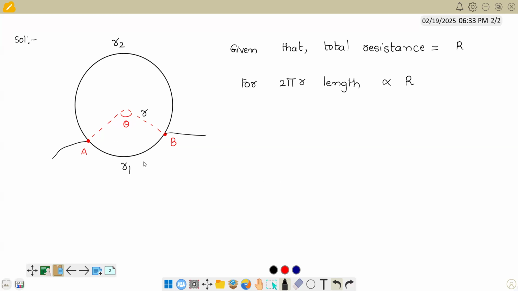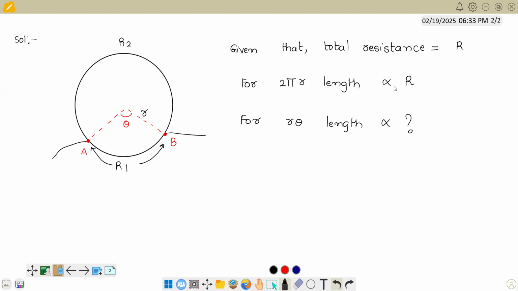Now, what is the length of this segment? If this is R, I will call this R1 and R2 to avoid confusion. Let me call this R1, this one R2. So the length of this segment is r into theta. So for r theta length, it is proportional to a question mark. We have to find what this is proportional to.